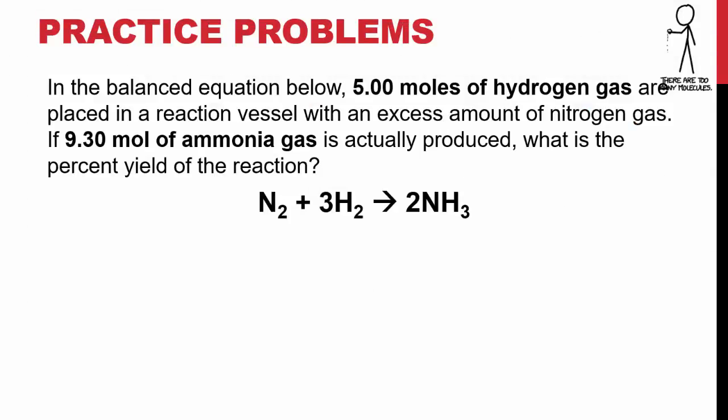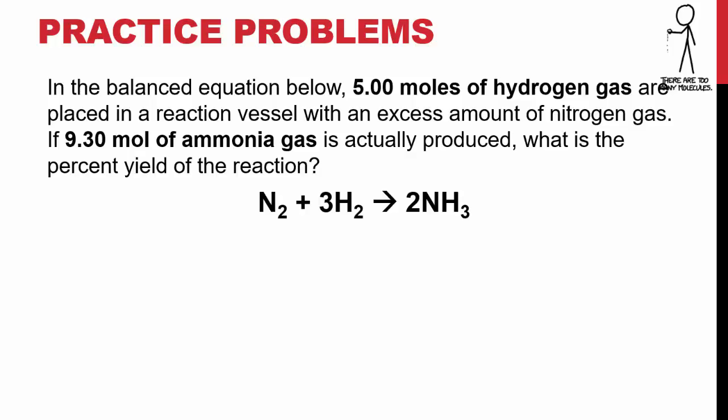In this problem, again, we're looking at a balanced reaction of 1 mole of nitrogen plus 3 moles of hydrogen gives you 2 moles of ammonia. You have 5 moles of hydrogen gas placed in a reaction vessel with excess nitrogen. If 9.3 moles of ammonia gas is actually produced, what is the percent yield of this reaction?